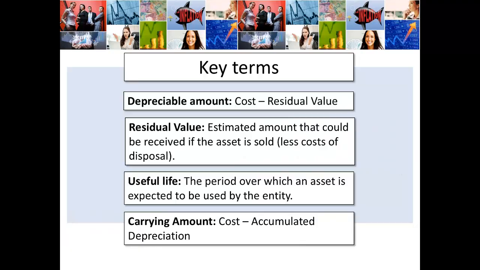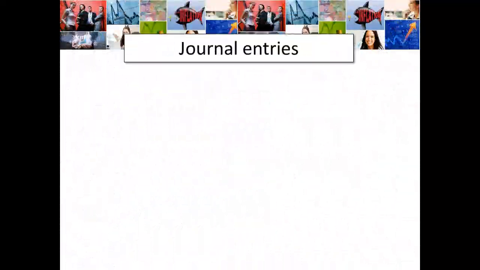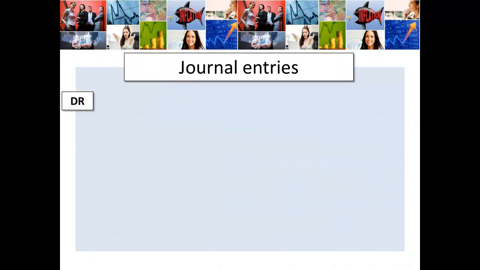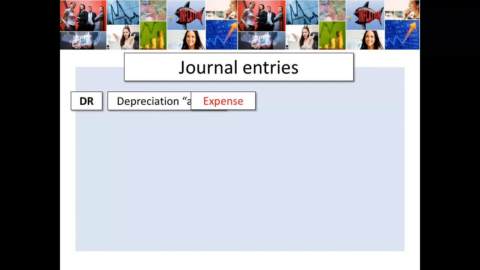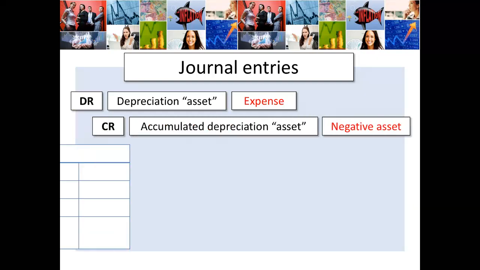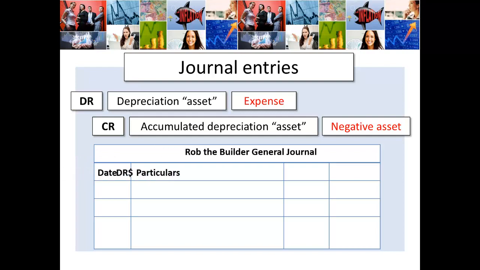The carrying amount, this is cost less accumulated depreciation. So the cost of the asset and subtracting how much it's been depreciated. Right, depreciation, asset, debit, expense, and we're going to credit the accumulated depreciation of that asset, and this is a negative asset.